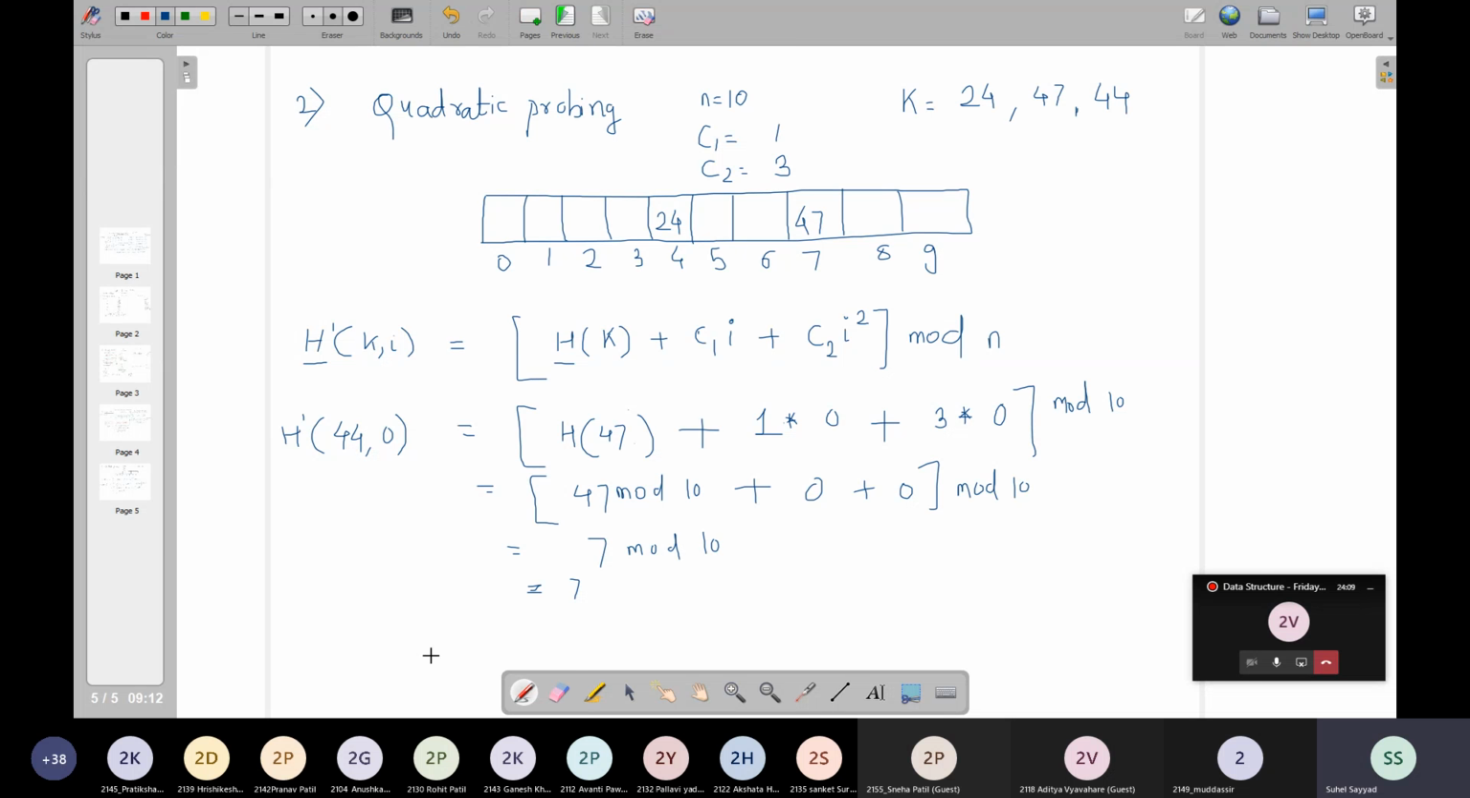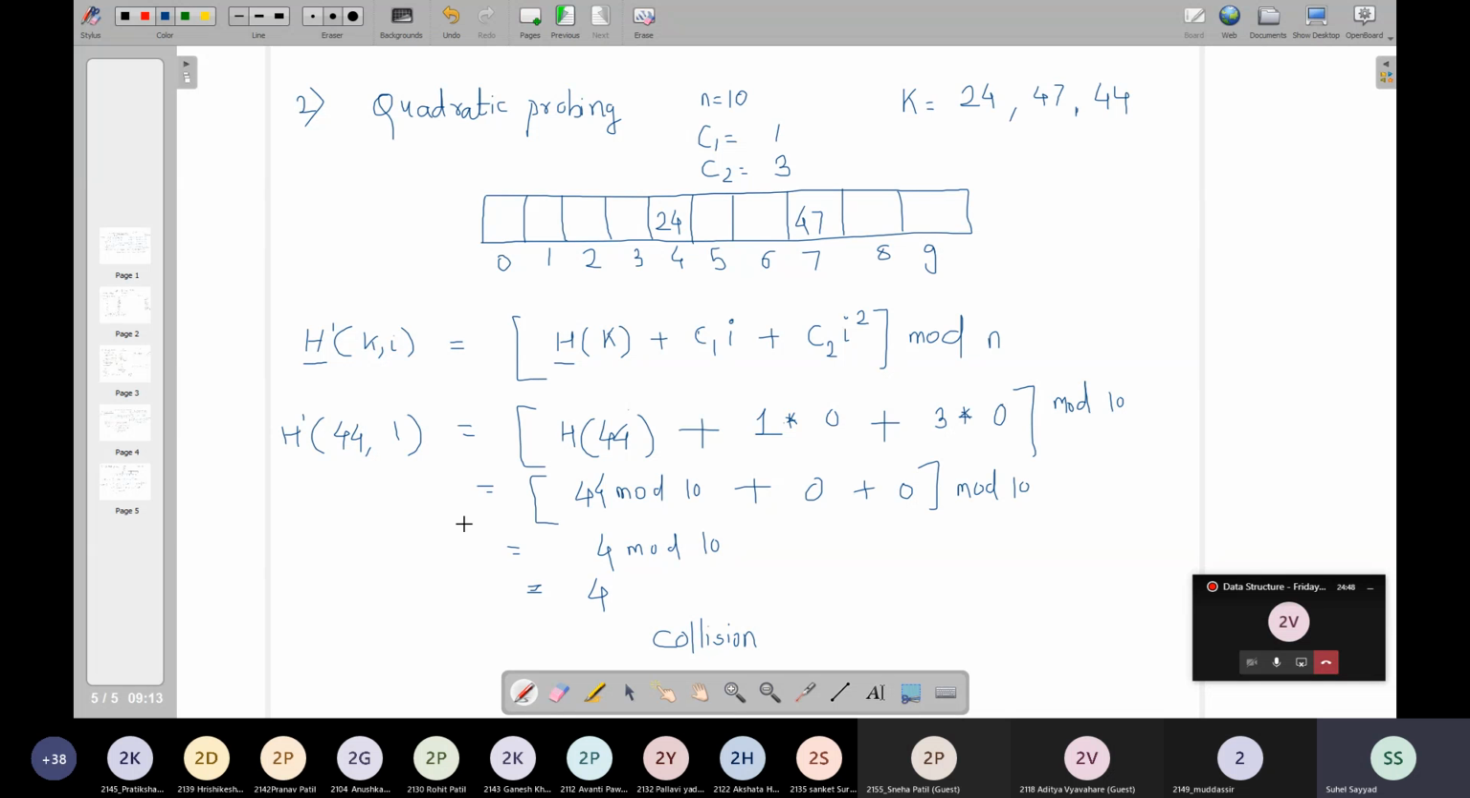Okay, so coming back to our example, we are solving h dash of 44 comma 0, right? So it is h of 44 plus 1 multiplied by 0 plus 3 multiplied by 0 mod 10. So in this case, what will happen now? We are getting the result as 4. Now this 4 is giving us a collision. The moment this 4 gives us a collision, what will we do? We'll increment the value of I by 1. So the next thing that I will solve will now be h dash of 44 comma 1.